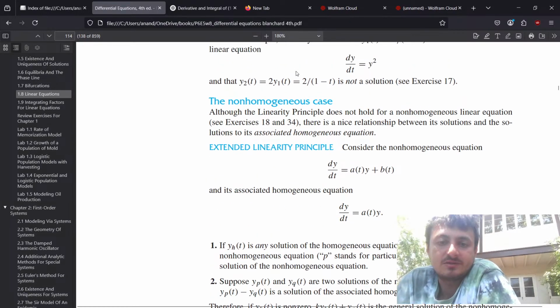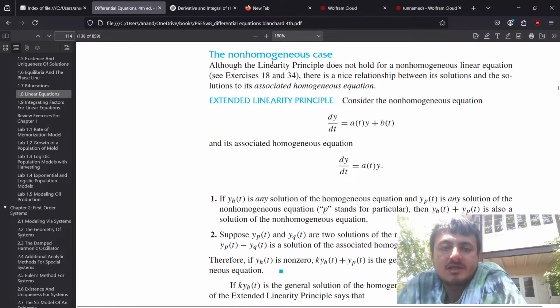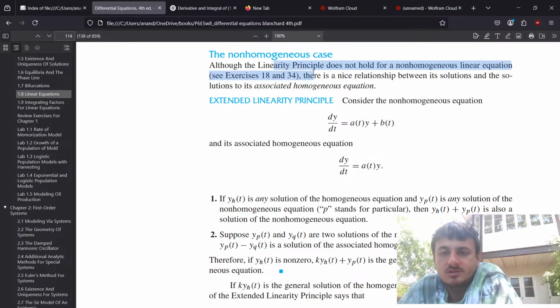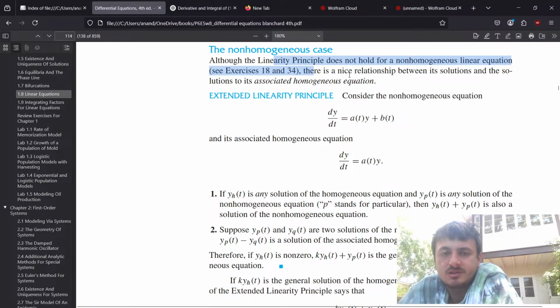Yep, that's a solution. The non-homogeneous case: although the linearity principle does not hold for non-homogeneous linear equations, there's a nice relationship between its solutions and the solutions to its associated homogeneous equation.